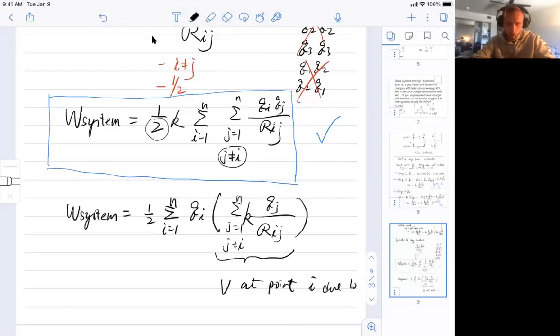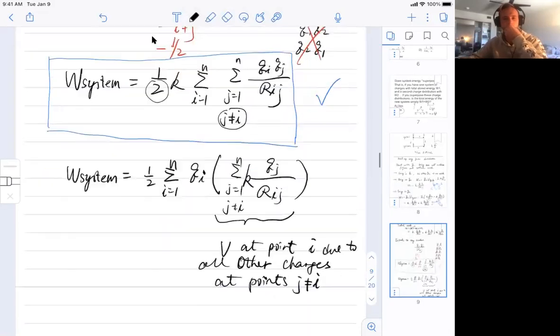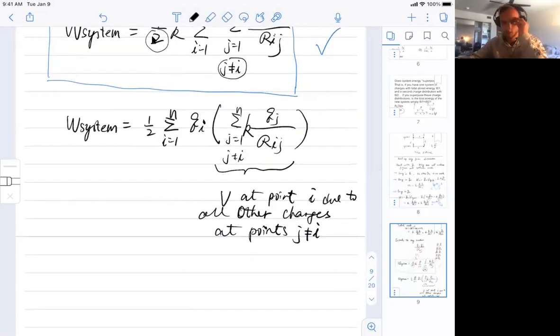due to all the other charges at other points. There are points at J and they're not equal to I. So this is a little charge I, and it's under an electric potential in space that is created by all the other charges, so that we can view it that way.